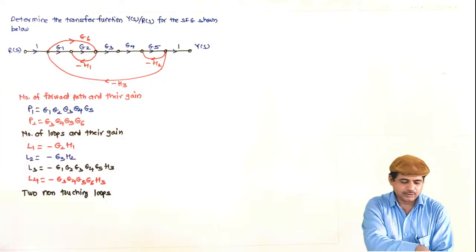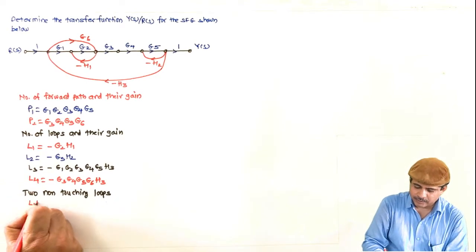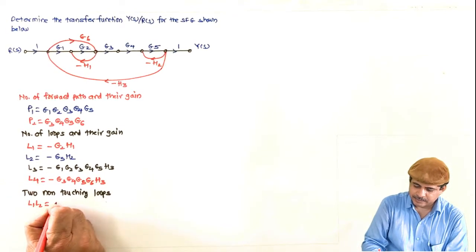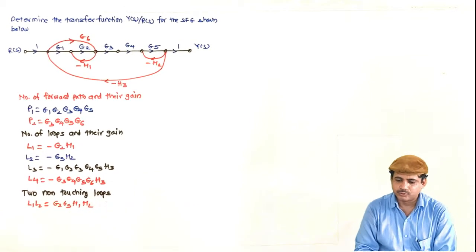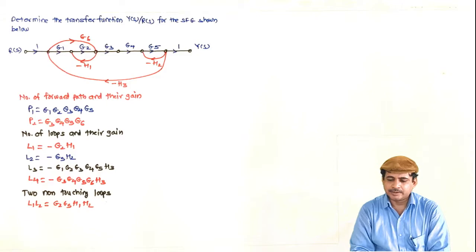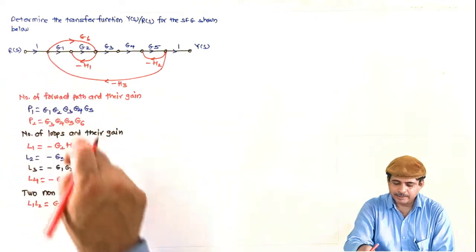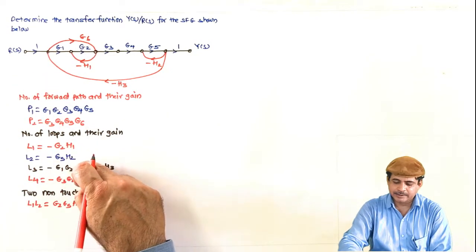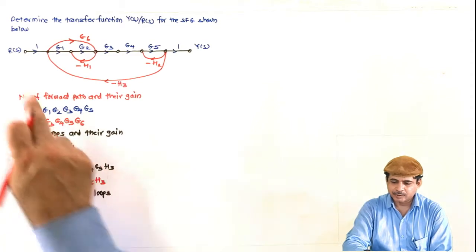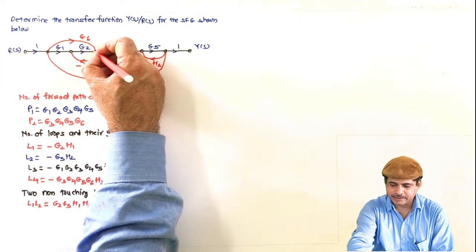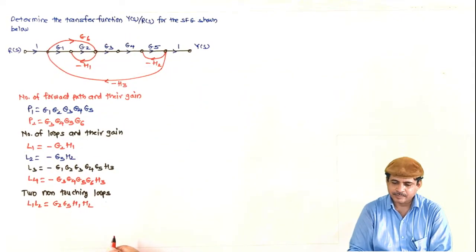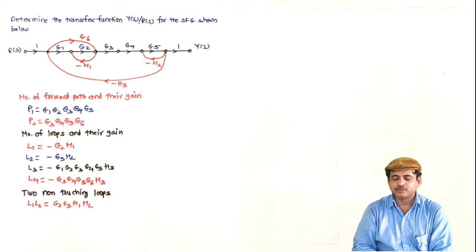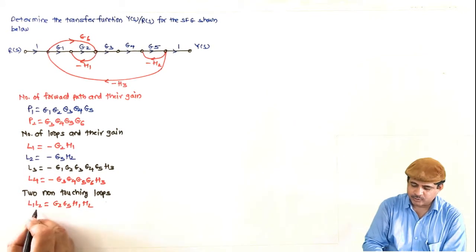Certainly L1, L2 does not touch. So L1, L2 is there, G2, G5, H1, H2, and then L1 and L3 touch each other. Also L1 and L4 touch, this node is common. Then the remaining are touching each other. So this is the only two non-touching loop pair, and it is over.